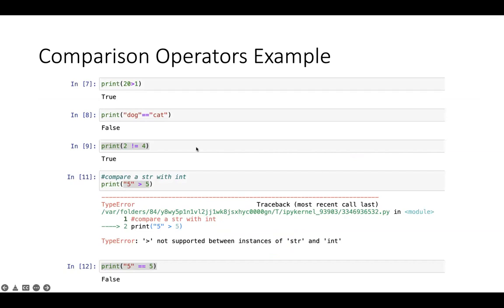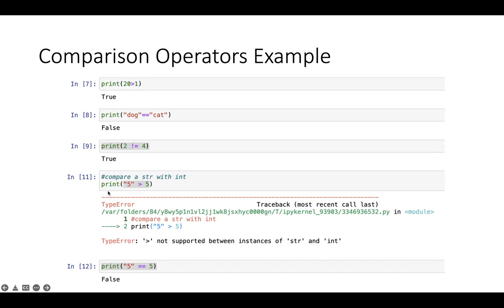Here we have some examples for comparison operators. For example, print 20 is greater than 1. You can see the result is true. Print dog is equal to cat. We are comparing two strings, and dog is not equal to cat. That's why we get a false result. Print 2 is not equal to 4. So we can see that this is true. That's how we can get the Boolean result from each one of these comparisons.